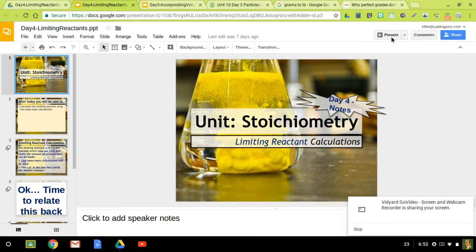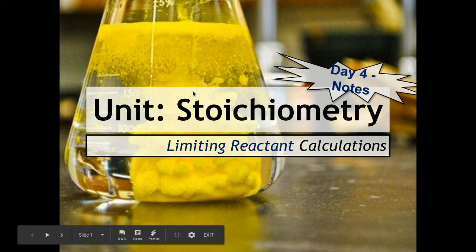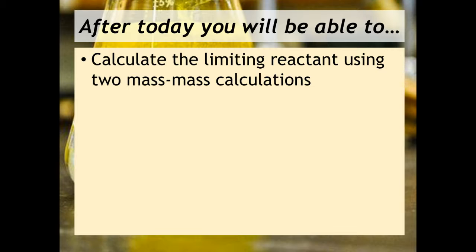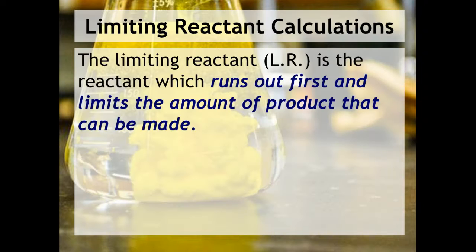Day 4 of notes, stoichiometry, still with the cool word. We're going to talk about limiting reactants, and that's exactly what it means. It's a reactant that limits how much product you can make. It's a limiting reactant. And what we're going to do is decide which reactant runs out first.